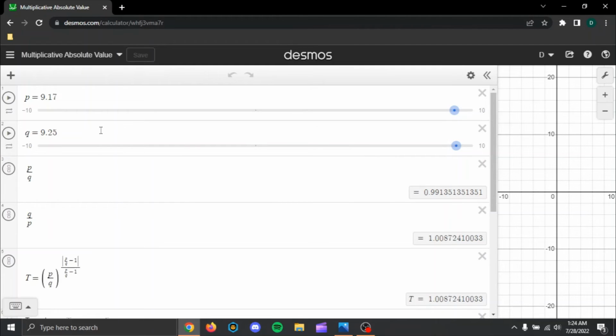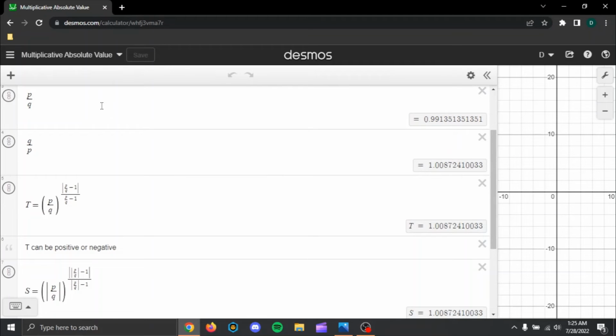Okay, so here I have basically everything that I was talking about earlier. So I have p and q. They're not necessarily integers in this case, but it doesn't really matter. It's just a continuous version. So we have p divided by q and q divided by p. I just wanted to show them both there. And then here I have this function t, which basically is what I was saying earlier.